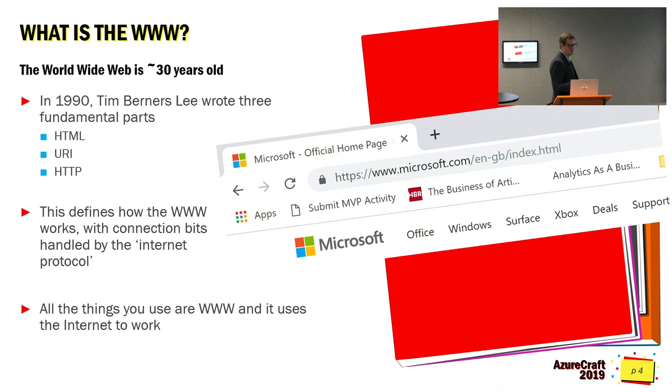URI, uniform resource locators, and HTTP, hypertext transfer protocol. I'll go into what some of those mean in a little bit of detail. But what it means is these are the bits that work together on top of the internet protocol, which is a low-level network of how things can talk to each other, to actually do all the things that we can do on the internet.